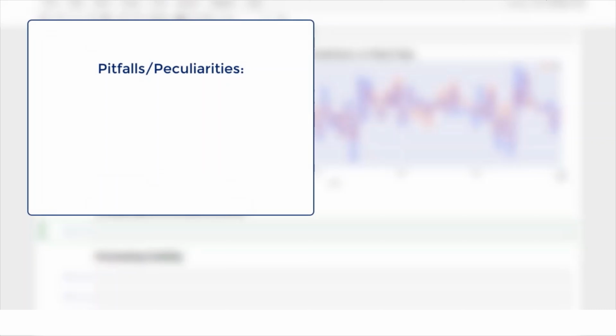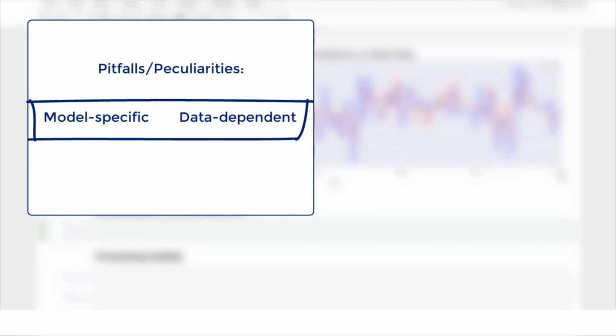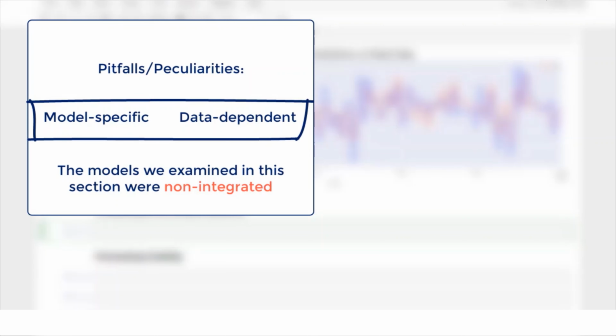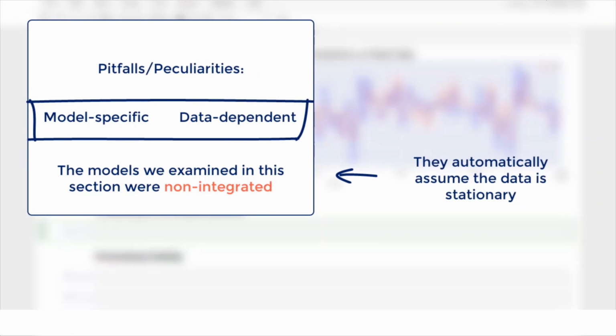Hello, everybody. Like everything else in data science, there must be a lecture about pitfalls or peculiarities. Some of these will be model-specific, others will be data-dependent, so you might have to account for several of them simultaneously. Okay, let's start with a very important reminder. Most of the models we examined in this section were non-integrated. Therefore, they automatically assumed the data is stationary. This is precisely why the forecasts for prices were worse than the forecasts for returns.